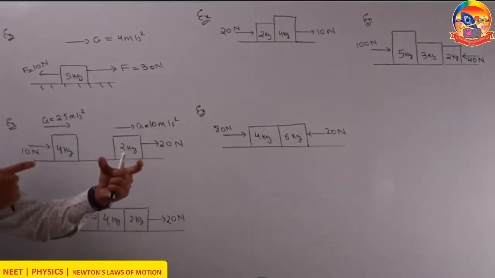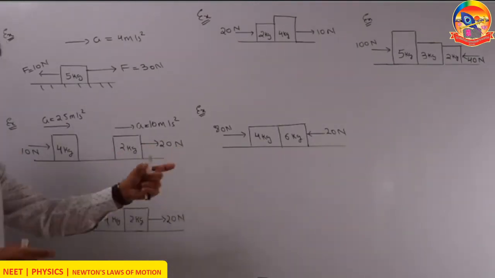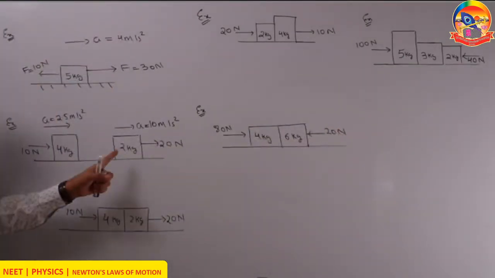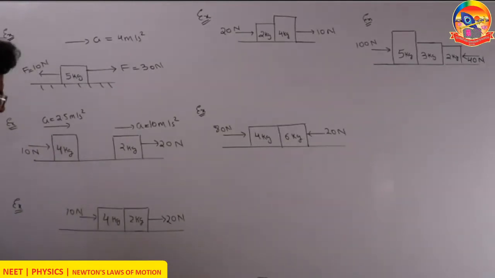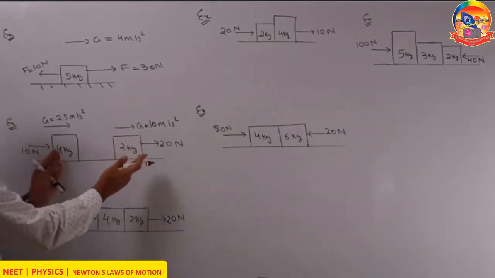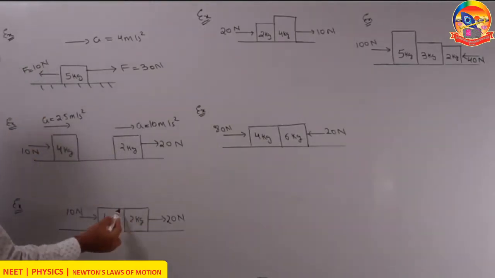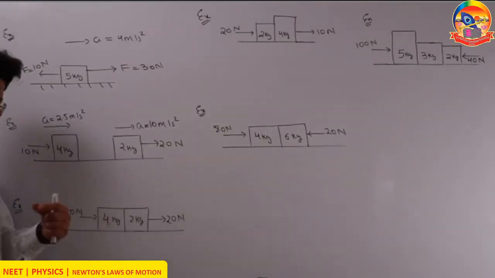If both of them start from rest and the further one has more acceleration, they will never ever collide. The separation between them keeps on increasing since 2 kg has higher acceleration than the 4 kg. But this time, let's say these two are placed in contact, and on 2 kg there is a force of 20 applied, on 4 kg there is a force of 10 applied. Now what will be the acceleration of the system?